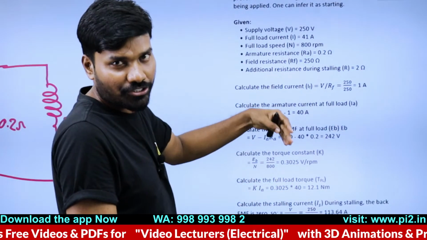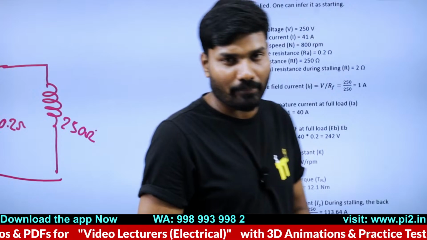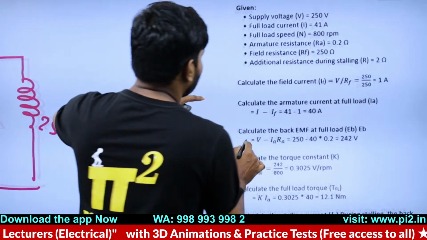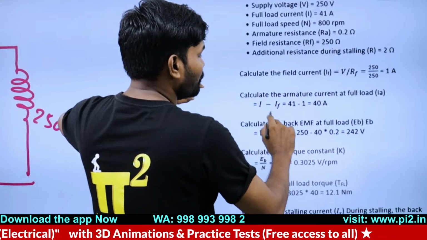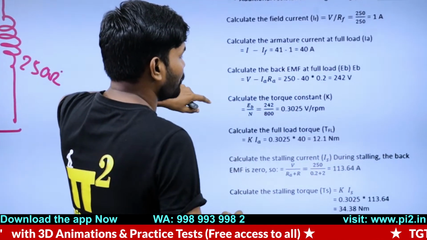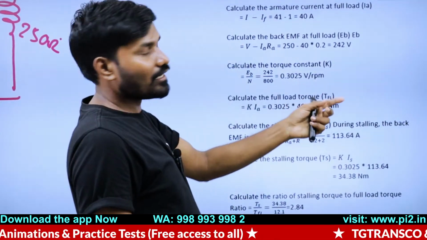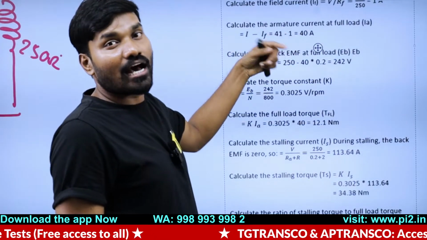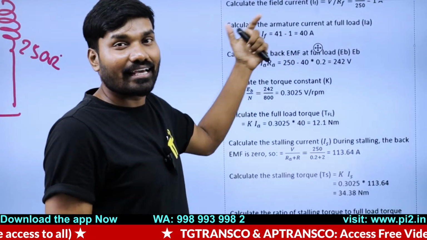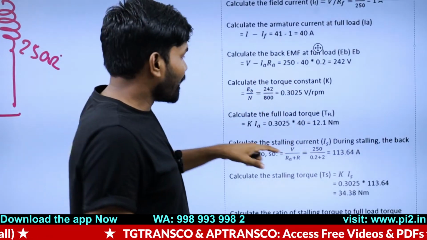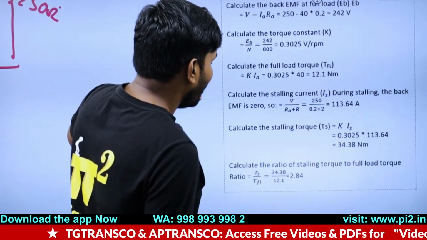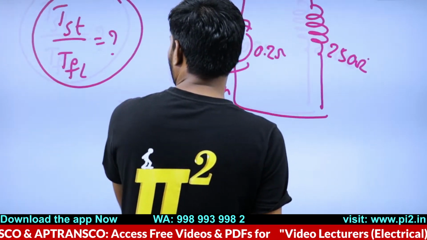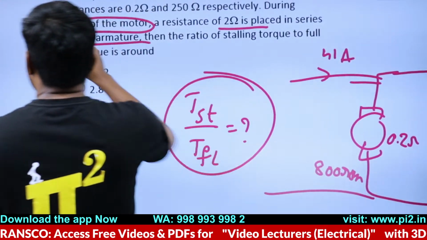If you see in the solutions, when you take a practice test, you will get a detailed solution like this for every question. Every step will be given nicely for you. First we calculated shunt field current, then we calculated armature current, then we calculated EB. From EB we calculated K and the torque ratio. It's 2.84. Answer is B for this.